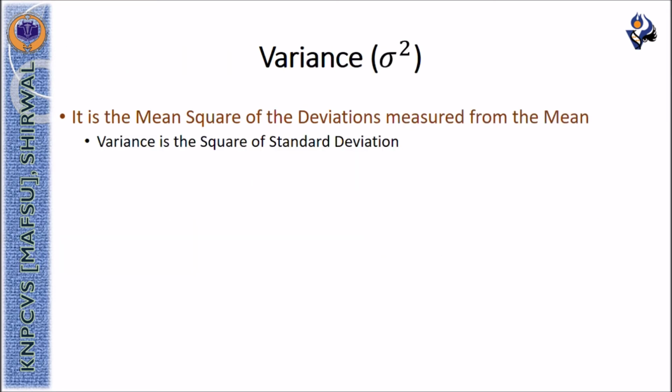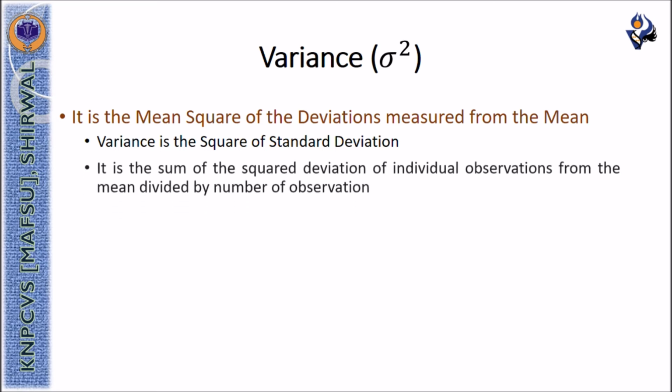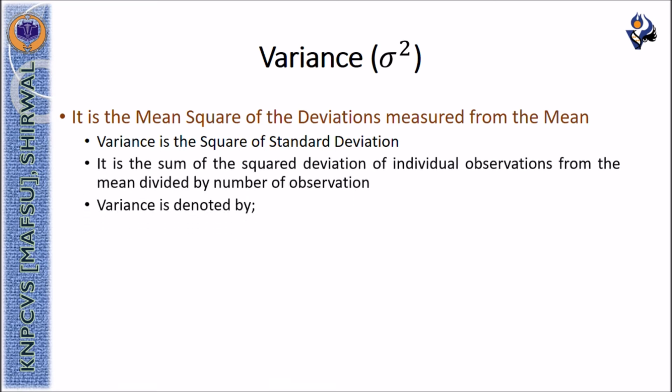Variance is the mean square of the deviations. Variance is the square of the standard deviation, and variance is therefore denoted by the symbol sigma square for denoting population variance and with letter capital V for denoting the sample variance.